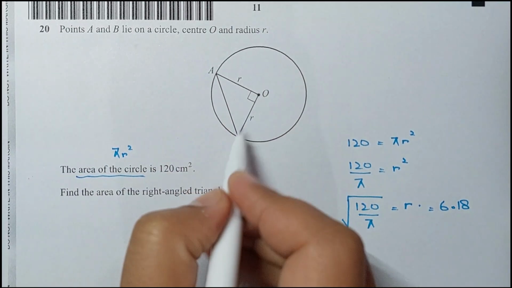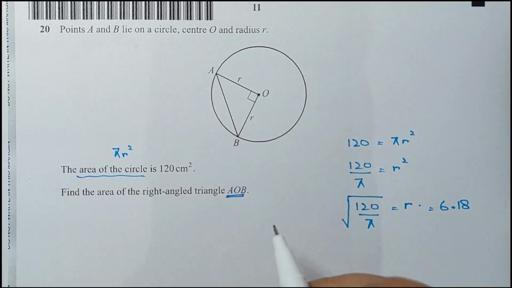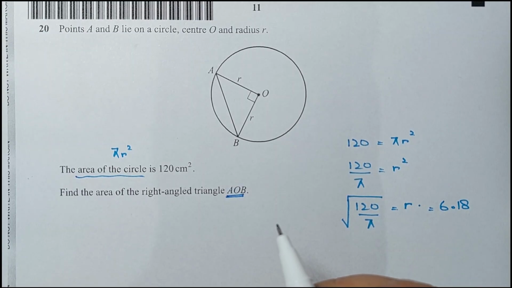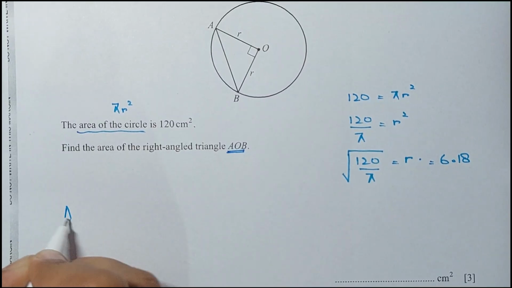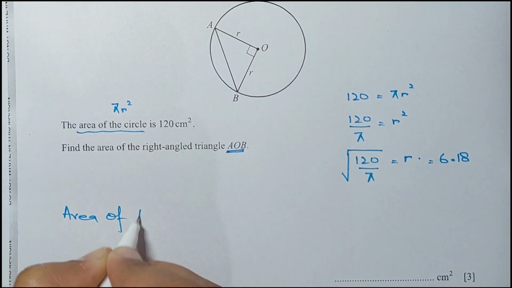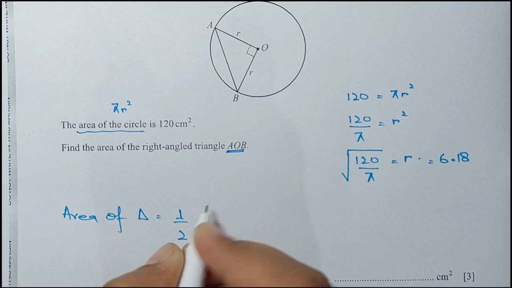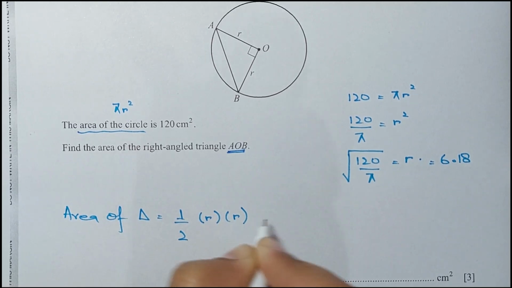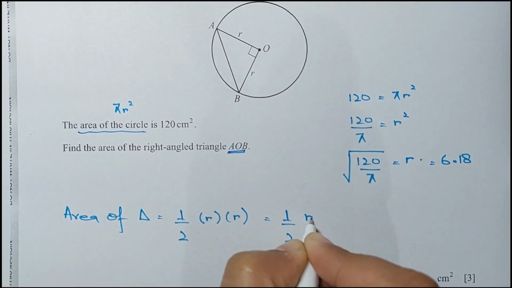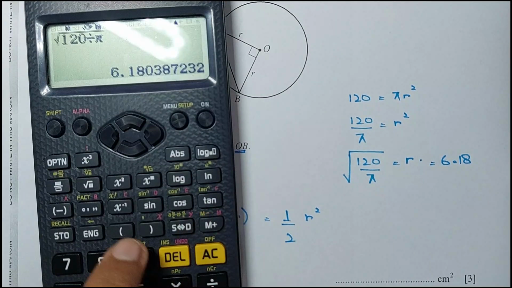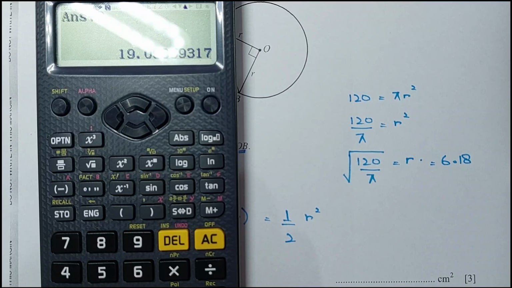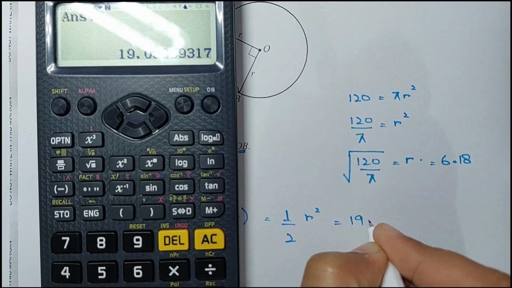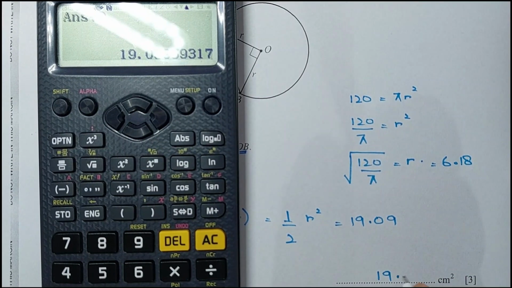So we are done with the radius R, and it is a right angle triangle. All right, half base and height. This is the base and this is the height. The area of a right angle triangle is half base times height. So base is R and the height is also R. So half R squared. So take the radius squared and divide it by 2, 19.09, or we can say 19.1 centimeters squared.